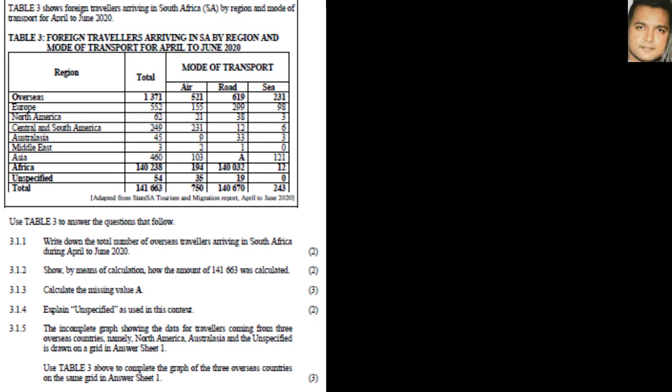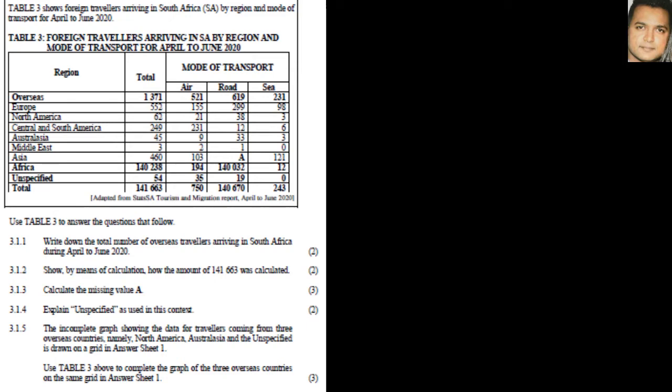Table 3 shows foreign travelers arriving in South Africa by region and mode of transport for April to June 2020. Okay, so we have tables given to us, and on the table we have the different areas which the people come from, and we have A, road, and C. Okay, so now that we know the mode of transport and the areas, let's look at question 3.1.1.